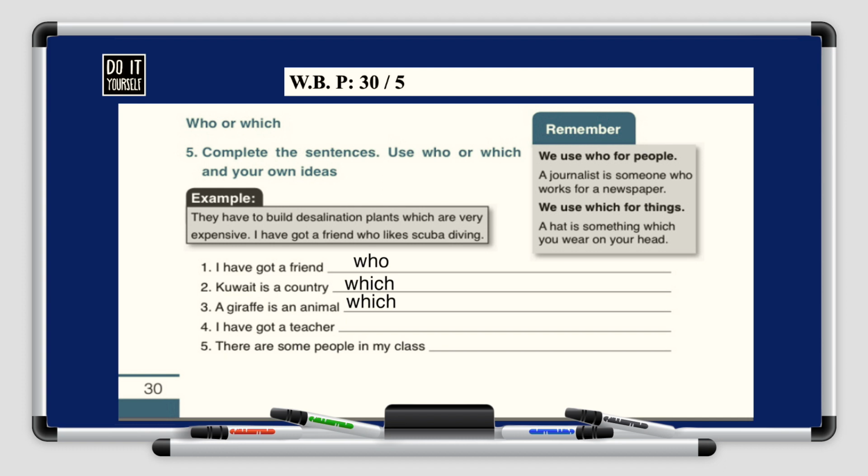I have got a teacher. A teacher, people, and with people we use who. I have got a teacher who is excited and exciting at the same time. There are some people in my class. Some people. There are some people. So with people we use who. There are some people in my class who are creative too.